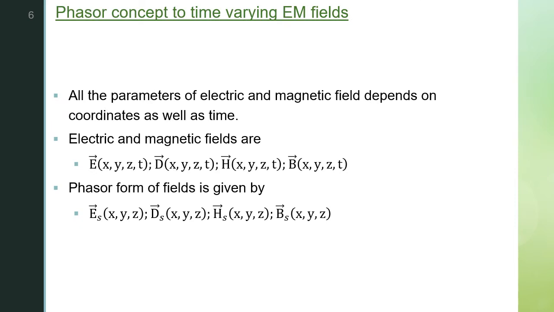Now we are going to apply the phasor concept to time varying electromagnetic fields. When you consider electric field and magnetic field, they depend upon the coordinates as well as time. So the field components, that is the electric and magnetic field, are a function of the three coordinates as well as time. Now when you consider the phasor forms of the corresponding fields, they will have a subscript s and will be a function only of the coordinates. It is a factor which is independent of time. So we are suppressing the time factor and extracting the phasor information of the corresponding fields.